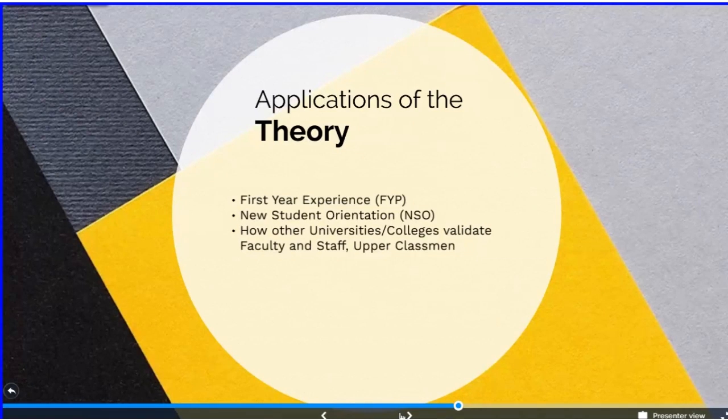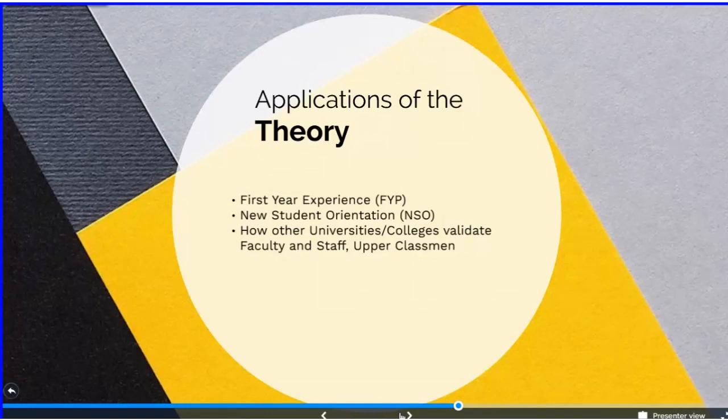And then, how can the applications of this theory validate, or how are other universities and colleges validating people within college? How are they doing that, as far as what they're doing with the upperclassmen, what they're doing with faculty and staff? How can this theory be applied to faculty and staff? And how are faculty and staff and upperclassmen being validated?